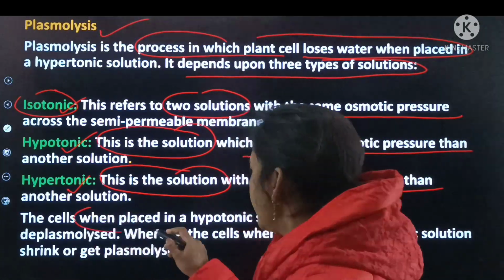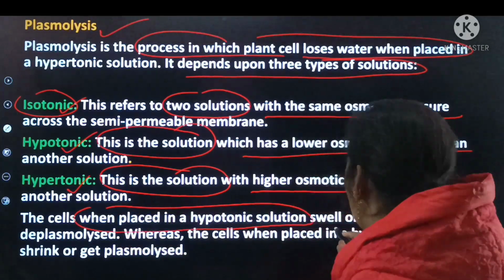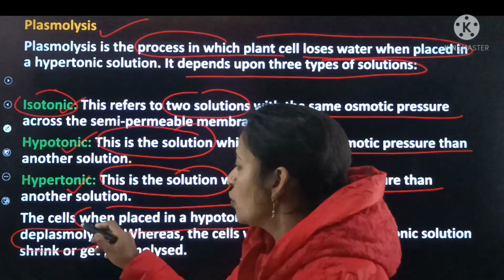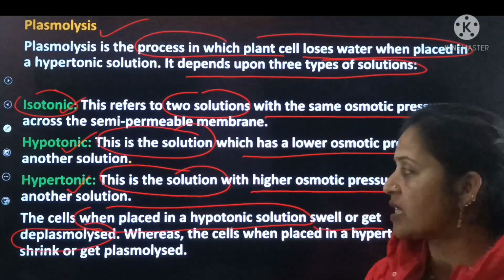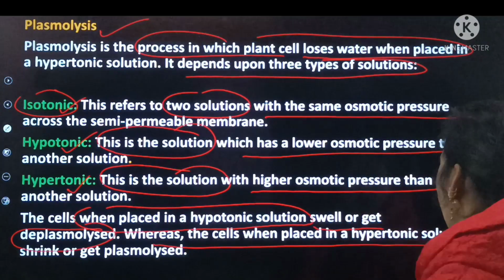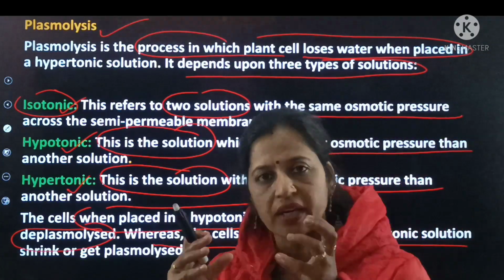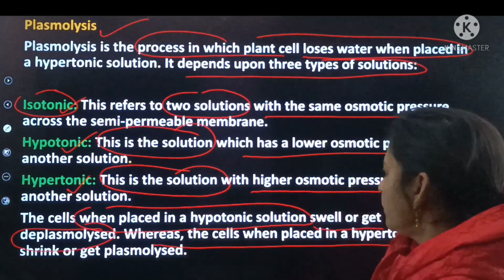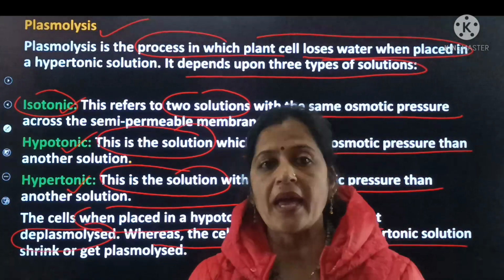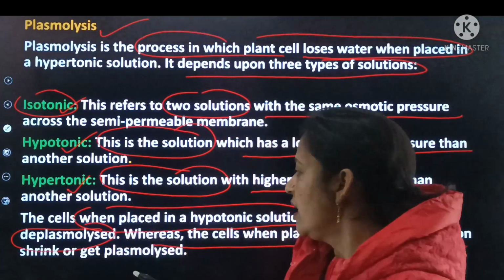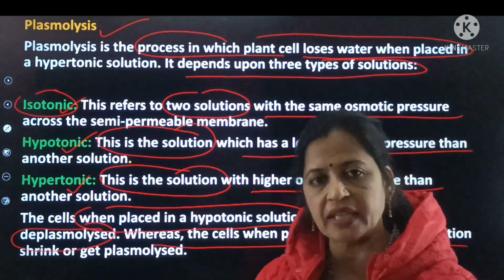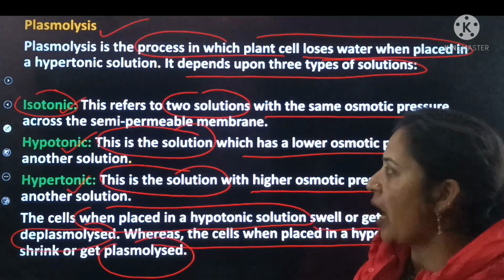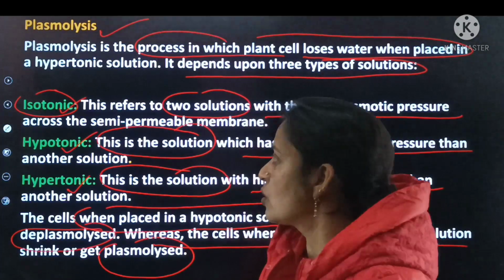So the cells, when placed in a hypotonic solution, swell and get deplasmolyzed. They swell up or get deplasmolyzed. Whereas the cells when placed in a hypertonic solution shrink and get plasmolyzed. So this is the major difference between hypotonic solutions and hypertonic solutions.